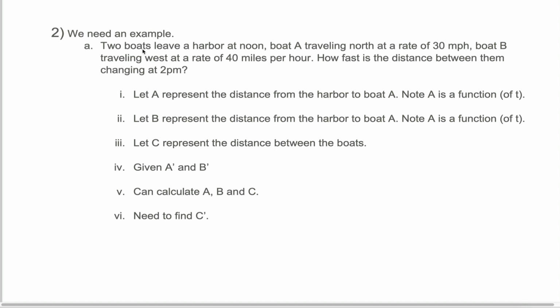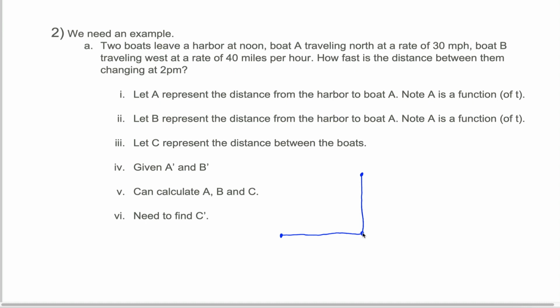Suppose we have two boats, and they're both leaving a harbor. So I don't know, maybe this is my harbor right here, at some time, noon apparently. And boat A is traveling north, so here's boat A along its journey here, at a rate of 30 miles per hour. And boat B is traveling west, let's see, I guess west would be in this direction, going slightly faster than boat A, traveling at a rate of 40 miles per hour. The question is, how fast is the distance between them changing at 2 p.m.?